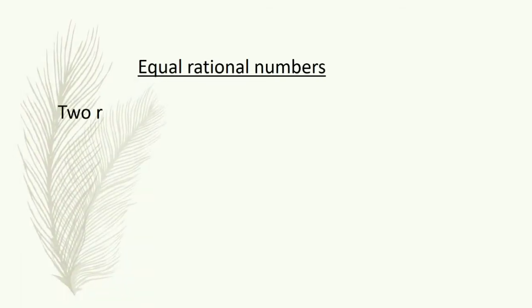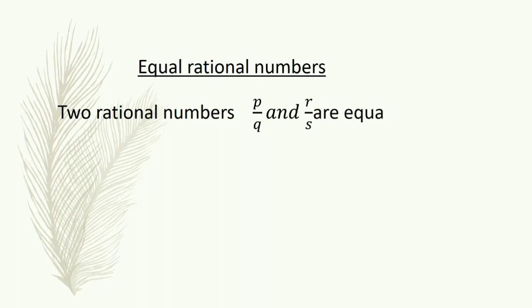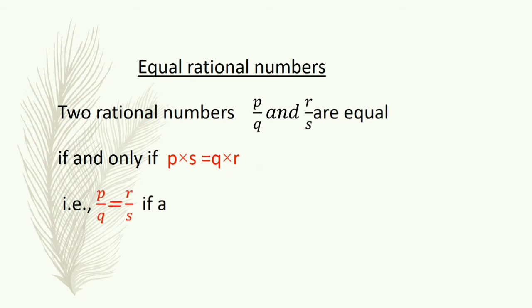Now, equal rational numbers. Two rational numbers p by q and r by s are equal if and only if p into s is equal to q into r. Here we multiply p with s and q with r. The rational numbers are equal only if these products are equal. Using this method, we can test the equality of two rational numbers.